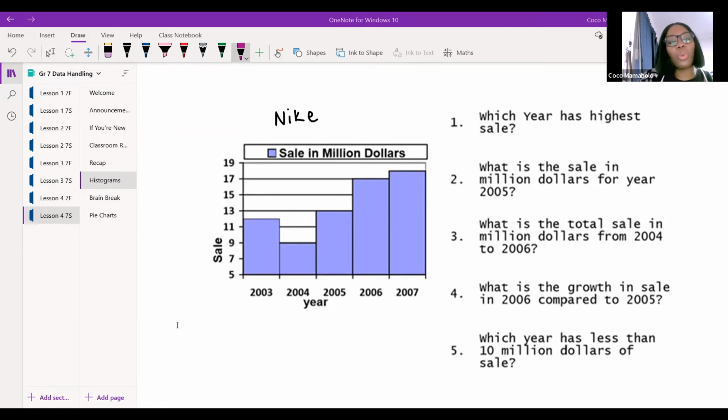Leslie, the way we see the difference between graphs is that a bar graph has spaces in between the bars and a histogram does not. So in a histogram, everything is sitting right next to each other, but a bar graph has spaces in between. That's how we tell the difference.